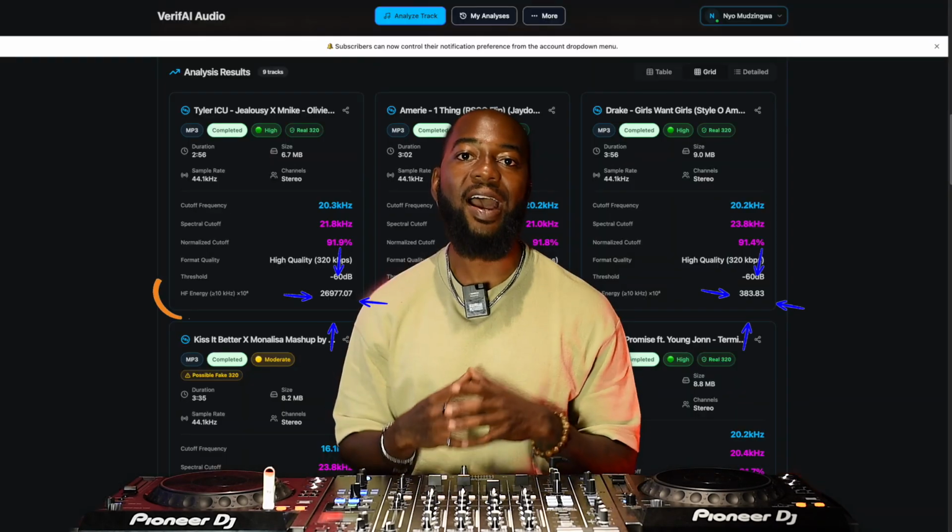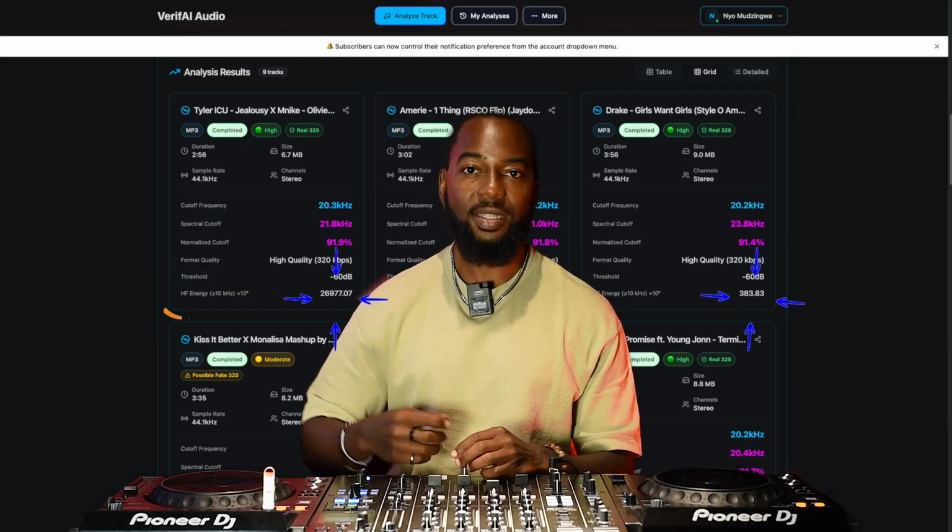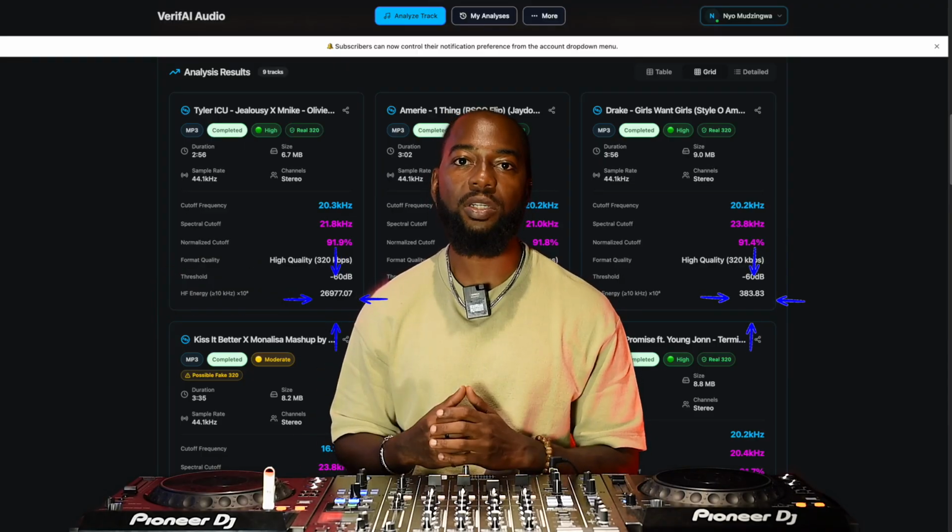Now we also see high frequency energy. This is the hidden one, but it's very, very important and it's a little bit advanced. So if you're a DJ still watching this, you are a nerd. I am too, so don't worry, but I still get bitches though. Essentially, high frequency energy is how much information you actually have in those high frequencies.